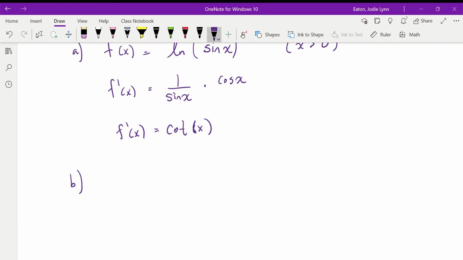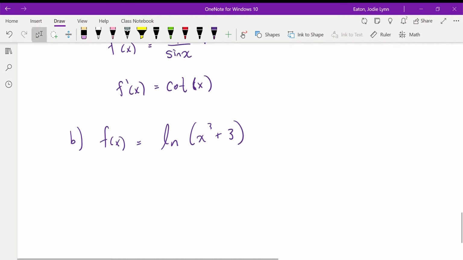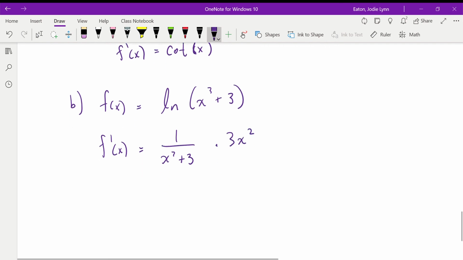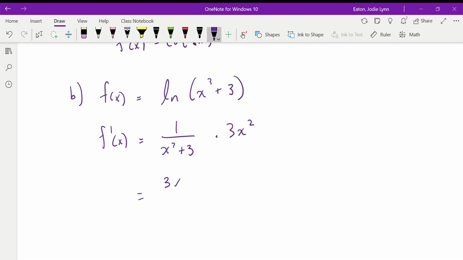Okay, let's take a look at b. So let's say f of x equals ln of x cubed plus 3. F prime of x equals 1 over x cubed plus 3 times 3x squared. That's my inner derivative there. So it's 3x squared over x cubed plus 3. So the derivative of ln is 1 over whatever you are looking at.